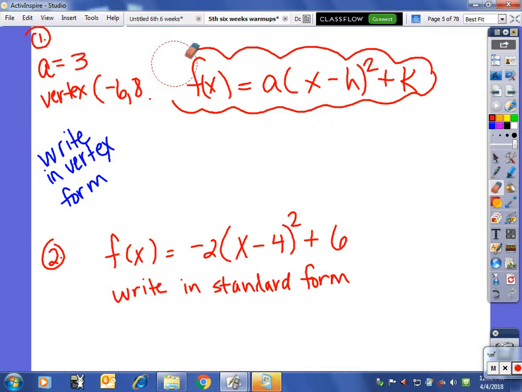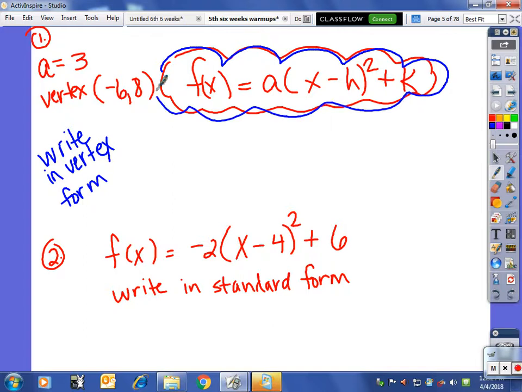Alright, so oopsie. Here is vertex form for a parabola. Guys, I cannot talk over you. What you need to write vertex form is you need to know the value of A and you need to know the vertex. Well, that's what I gave you. I gave you the value of A and I gave you a vertex. H, K stands for the vertex.